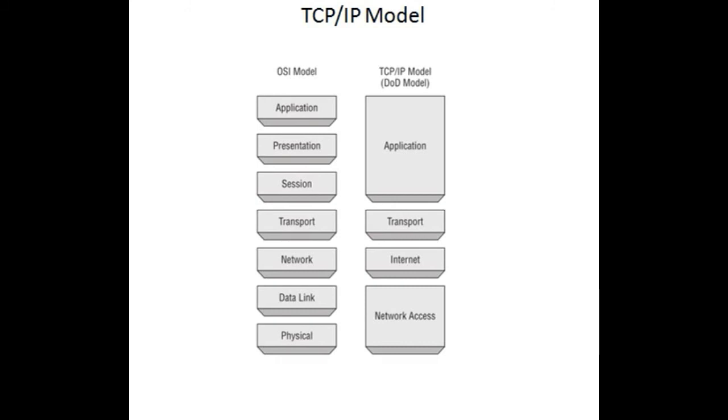If the acknowledgement control bit is set, this field contains the value of the next sequence number the sender of the segment is expecting to receive. Data offset, 4 bits, the number of 32-bit words in the TCP header. This indicates where the data begins. Reserved, 6 bits, reserved for future use, must be 0.